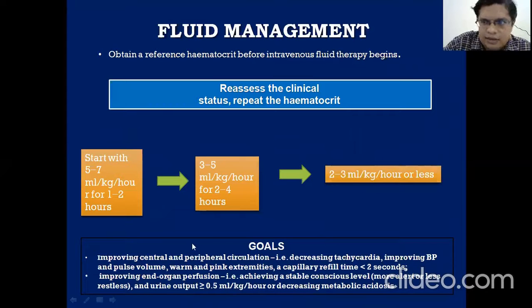If the patient has tachycardia, impaired perfusion of the organ, decreased capillary refill time, or cold extremities, then we have to give fluids from a range of 5 to 7 milliliter per kg per hour, or up to 10 and 20 milliliter per kg per hour. Then you gradually assess the patient every 2 hours for recovery from the hypotension in the form of decreased tachycardia, improving blood pressure, warm and pink extremities, and capillary refill time of less than 2 seconds. Then you can reduce the fluid.